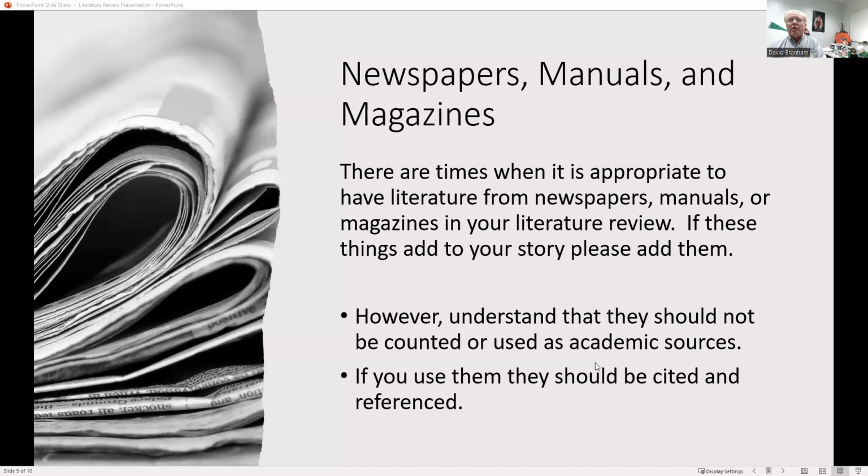So if your number is to have 25 academic sources in your paper, this is not one of them. You're not going to have the New York Times as one of your academic sources, or the Wall Street Journal. So make sure that if you put these in, you cite them. They need to be cited, just like the other sources that you might have, especially if it's a quote. You need to cite it, and you need to reference it. Okay, everything that is cited should be referenced, and everything that's in your references should be mentioned and cited in your paper.